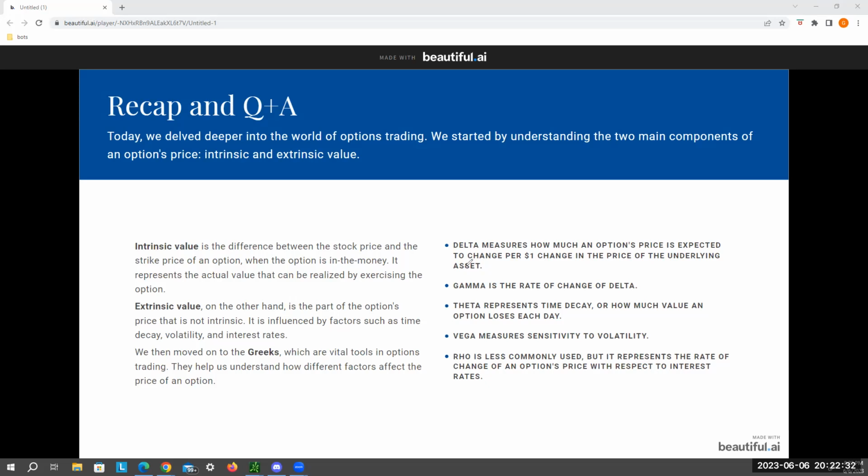We then moved on to the Greeks, which we went over: the delta, the gamma, the theta, the vega, and the rho. You guys remember the delta is how much your contract moves for every $1 change in the price of the underlying asset. The gamma is the rate of change of the delta for every $1 change in the underlying asset. The theta represents the time decay, or how much value an option loses each day you hold it. The vega measures the sensitivity to volatility. And the rho is less commonly used. Like I said, I don't even use it myself, but it represents the rate of change of an option's price with respect to interest rates.